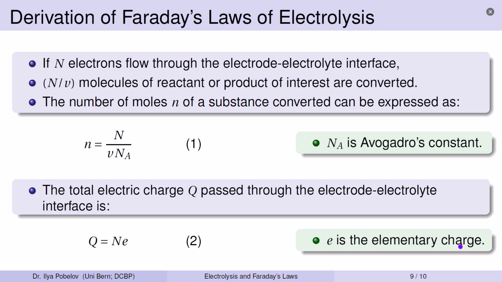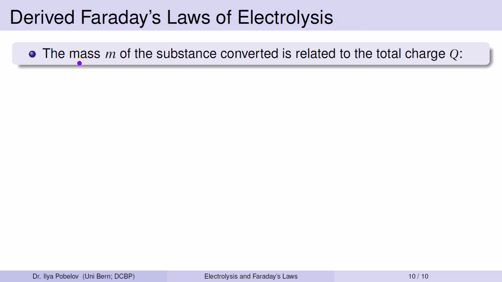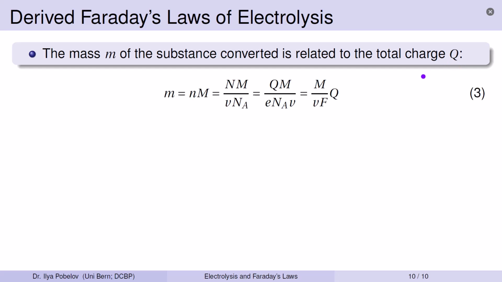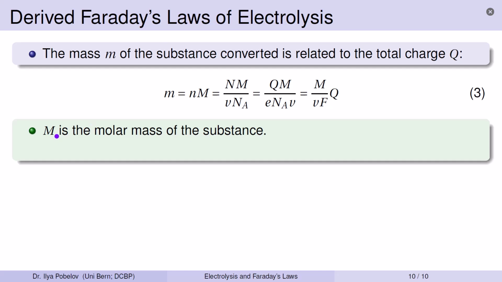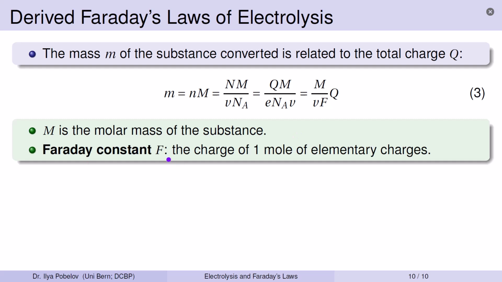The total electric charge Q passed through the electrode-electrolyte interface is given by N times e, where e is the elementary charge. The mass m of the substance converted is related to the total charge by this equation: m equals capital M over v times F, multiplied by Q. Here, capital M is the molar mass of the substance and F is the Faraday constant, which represents the charge associated with 1 mole of elementary charges.